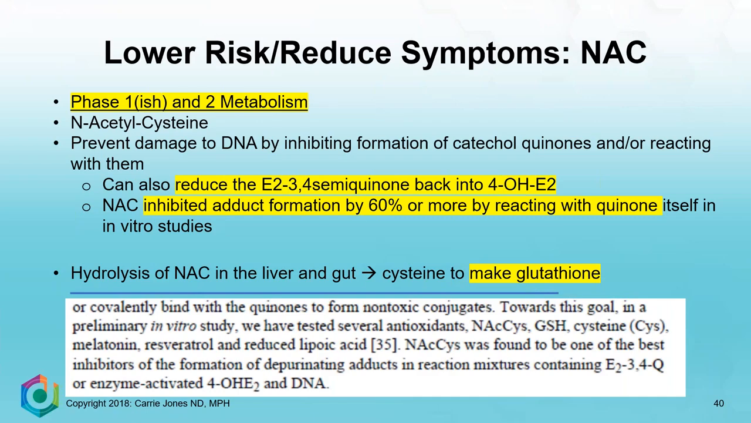So glutathione sulfur transferase, we're looking at things that help with glutathione. So we're going to look at N-acetylcysteine. N-acetylcysteine helps prevent DNA damage by reducing the semiquinone back to the beginning again.